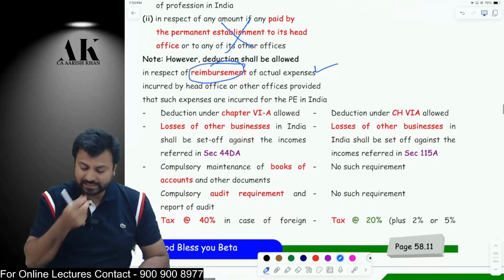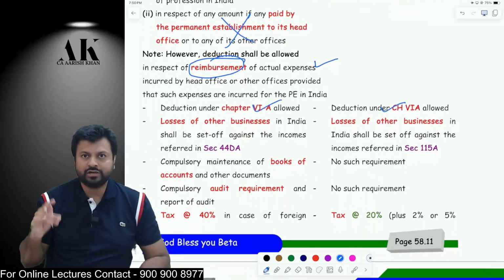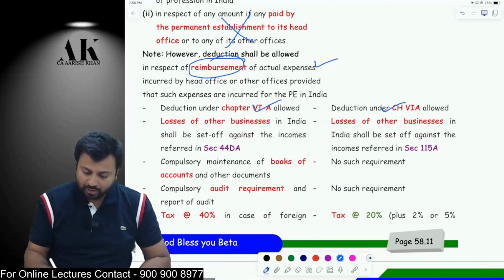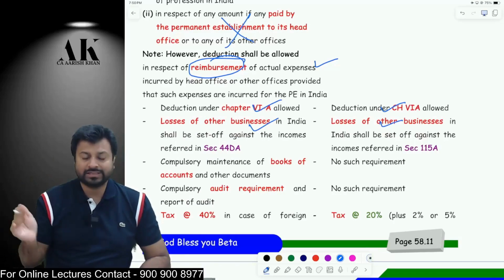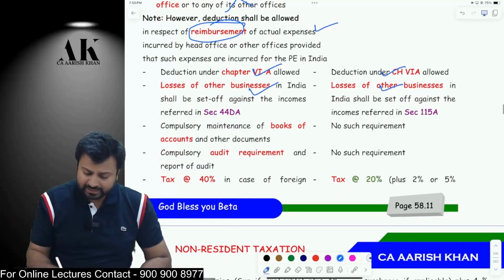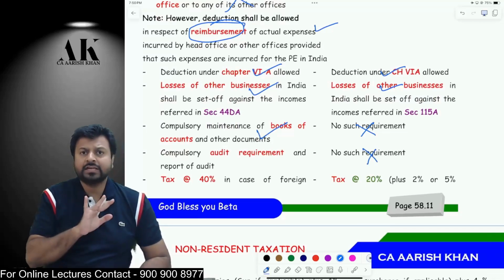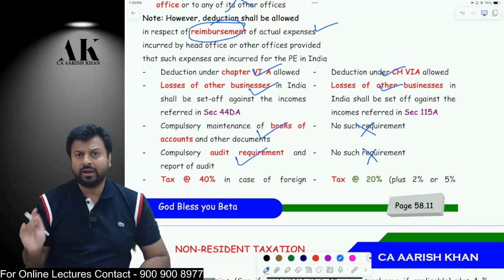Chapter 6 deductions will be allowed in both the sections, in 115A as well as 44DA. Losses of other business will be allowed in both the sections. In 115A, there is no need to maintain books of accounts. Here you have to maintain books of accounts. In 115A, there is no need to do audit. Here you have to conduct audit and make an audit report.